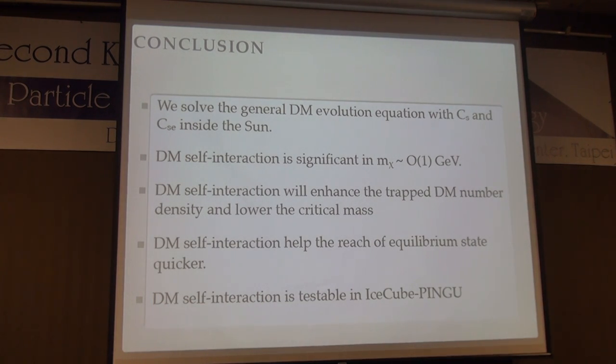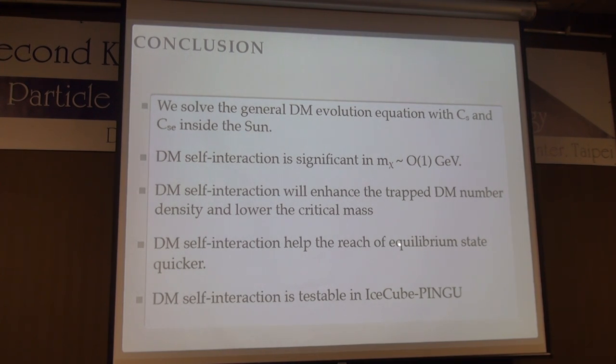We solve the general dark matter evolution equations, including the dark matter self-capture, the capture rate due to dark matter self-interactions, and the evaporation due to dark matter self-interactions, which were not considered before. The dark matter self-interaction is significant within the range 1 to 10 GeV. That's the range we consider here. And dark matter self-interaction will enhance the total number trapped and further increase the events and then the sensitivities, for example, in this case, PINGU.